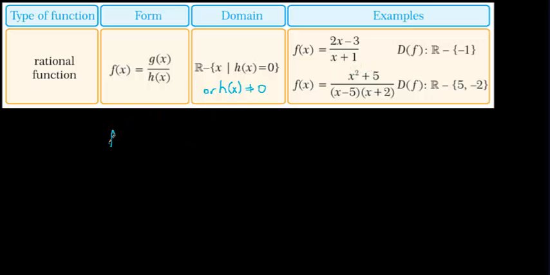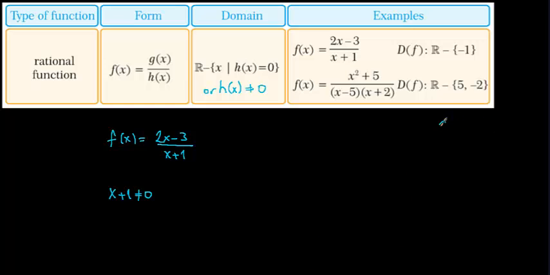The function is f(x) is equal to (2x minus 3) over (x plus 1). The denominator is x plus 1, and x plus 1 cannot be equal to 0. Actually, the reason the denominator cannot be equal to 0 is because of the definition of rational numbers. Rational numbers, if you remember, we were using Q.